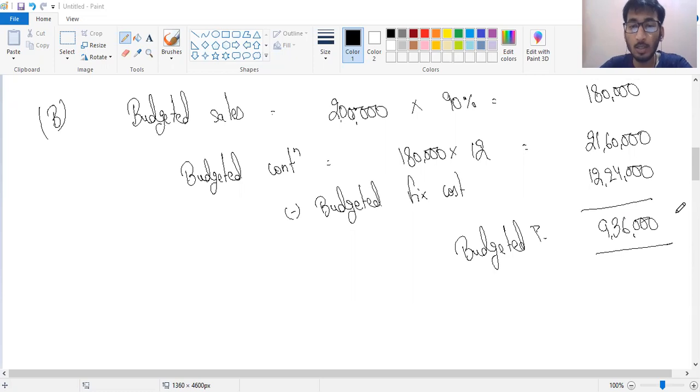Now the question is asking us to calculate what increase in price would have been necessary to achieve the budgeted profits. How much increase in price? For that, we first need to calculate the current profit. Then only can we calculate what increase in price should be there. So firstly, we need to calculate, as per the current method, what the price is.